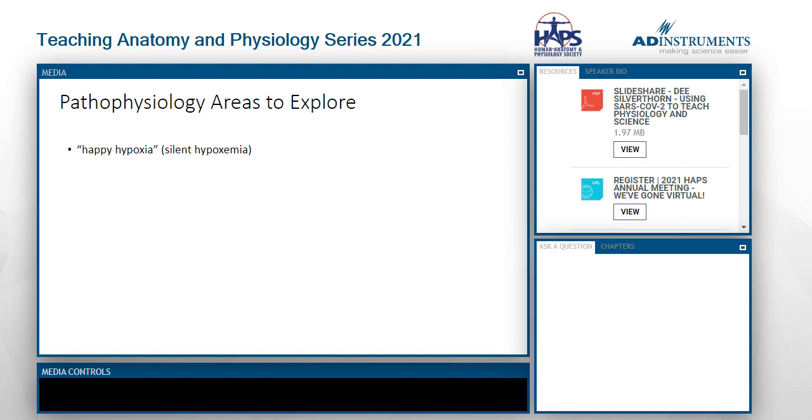So one of them that's very interesting, and I'll say some more words on the next slide, is the one that's been called in the press happy hypoxia, which is more correctly called silent hypoxemia. And this occurs when people show up in the ER with arterial oxygen saturations of PO2s of less than 40 millimeters of mercury, which then can lead to various problems, but these people don't realize that they're hypoxic and they're breathing normally, they're not complaining of dyspnea, and we'll talk about that a little bit more.